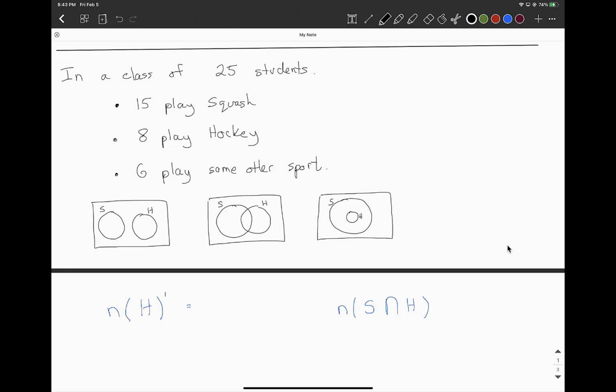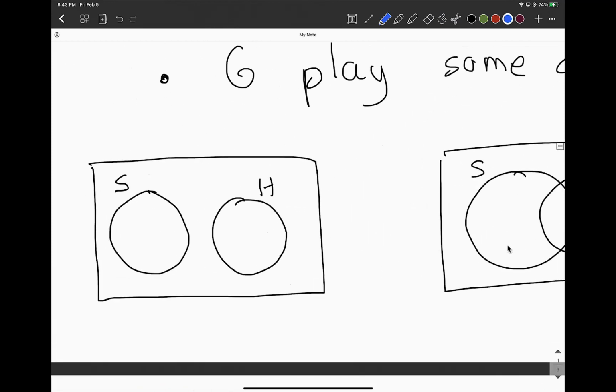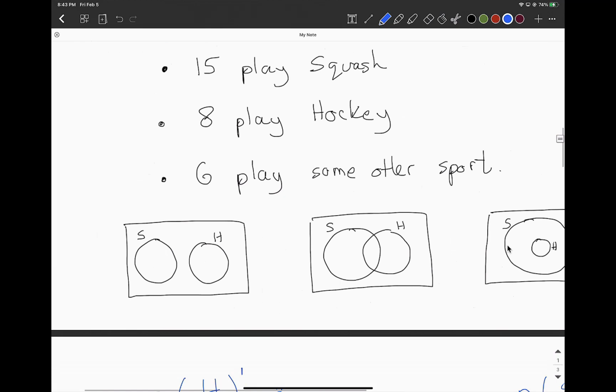And these are some of the combinations that we could possibly draw here. Now, by process of elimination, we can kind of rule some of these out. It can't all be all 3 diagrams. Mathematically, logically, there's only one way to do this. Now, watch what happens if I just try to build a disjoint. What's possibly wrong with putting all 15 squash players here, all 8 hockey players here, and 6 people who play some other sport, chess. I don't know.